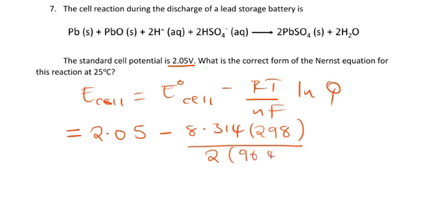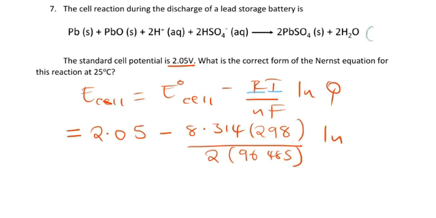So the other part will have the natural log. N looks at the number of electrons. F is the Faraday's constant. T is the temperature in Kelvin. R is the gas constant. And then natural log of Q. So Q looks at the aqueous and gaseous states.